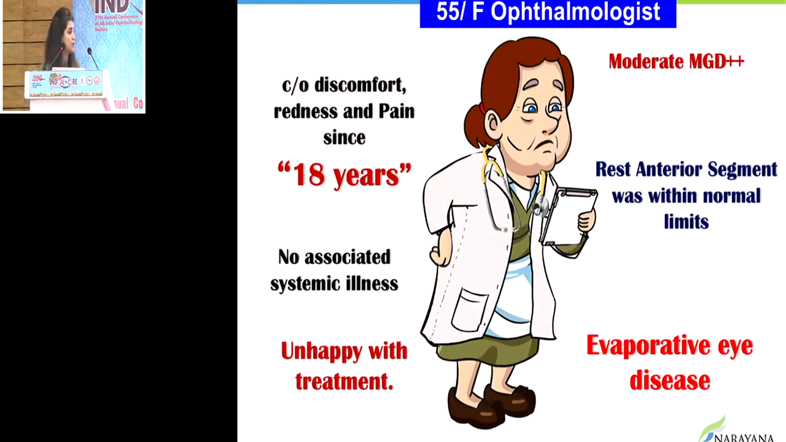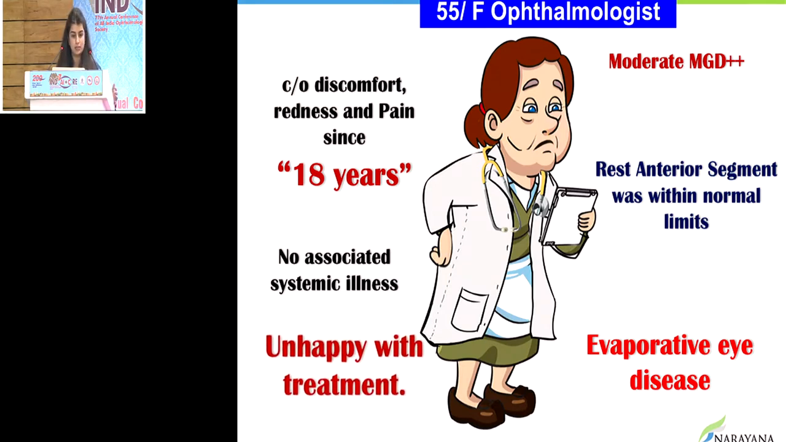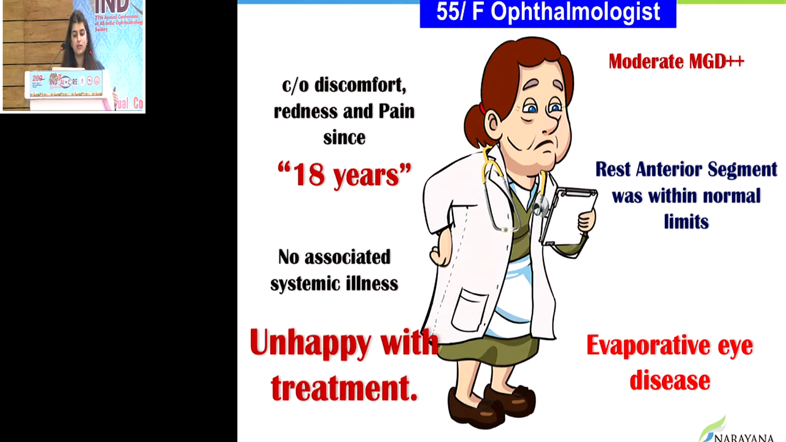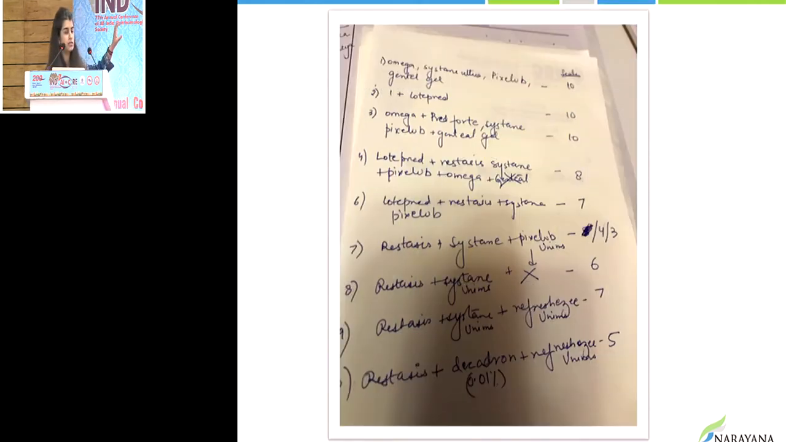In our clinic, this is a 55-year-old ophthalmologist. She's quite symptomatic. She was diagnosed as moderate MGD, has evaporative dry eye disease, and she's very unhappy with all the treatments. Imagine, she's been diagnosed with dry eye disease and on treatment for 18 years now. If you speak to her in detail, she gives you this chart, and she has tried out every medicine on earth, and then she'll tell you with this combination, the pain relief that I get, or the score that I would like to give out of 10, is this much.